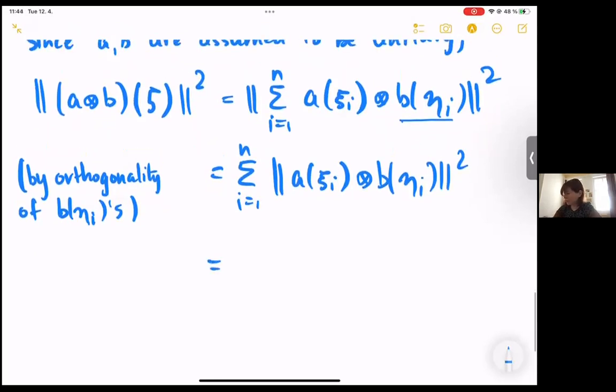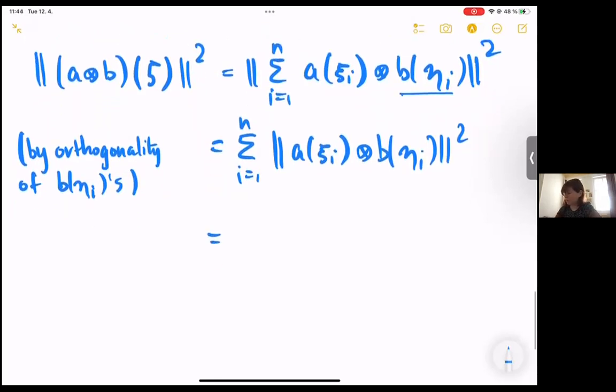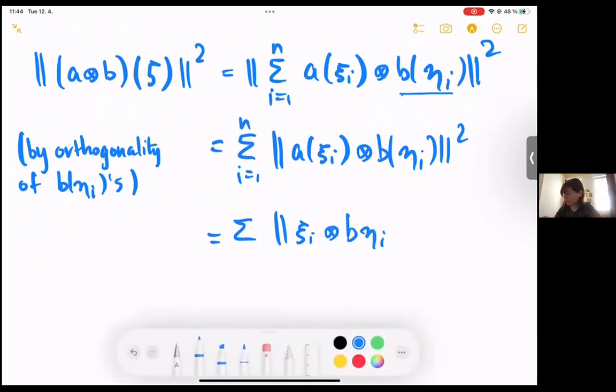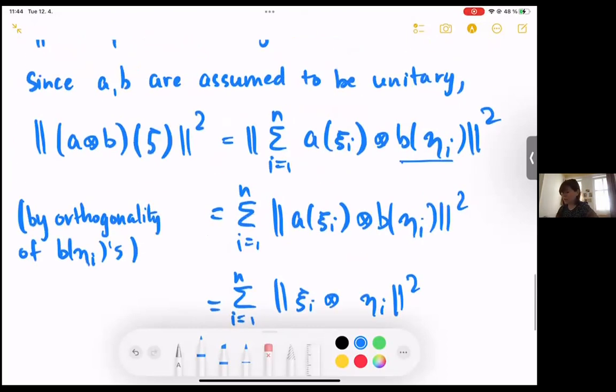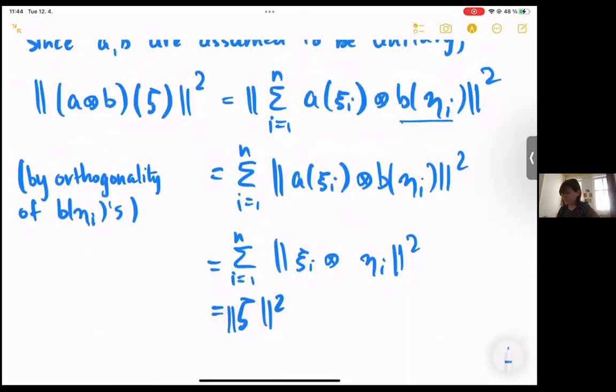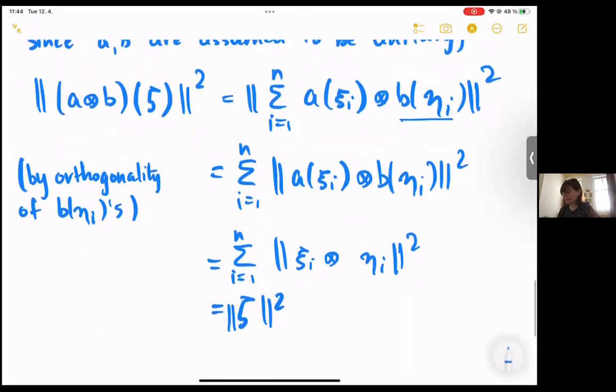Which is, of course, just by the fact that these are unitary. I guess we could have done the unitary thing in the step before, but anyway. That's just the norm of zeta squared. Okay, so this tells us that the norm of A tensor B is 1.